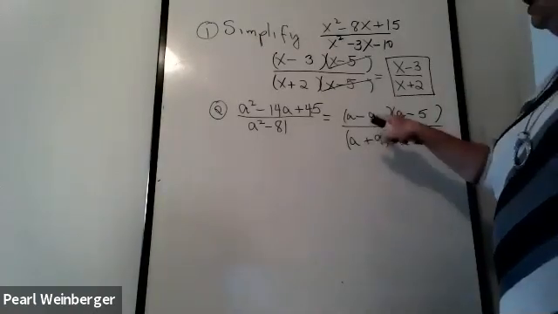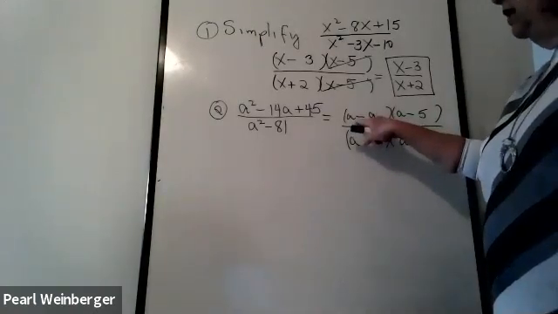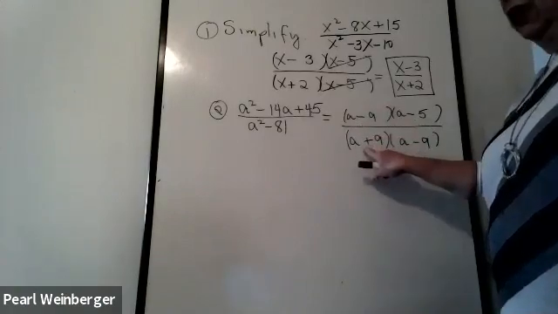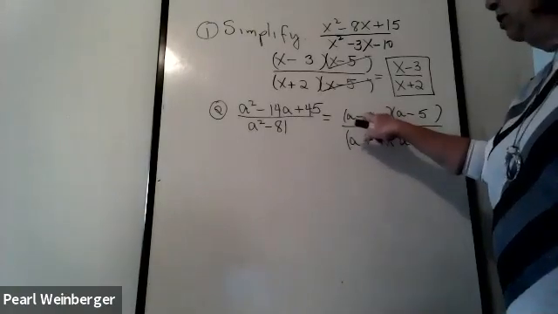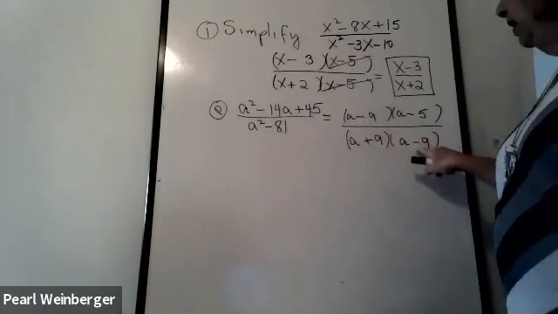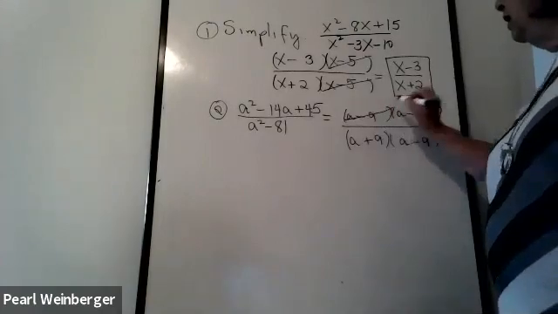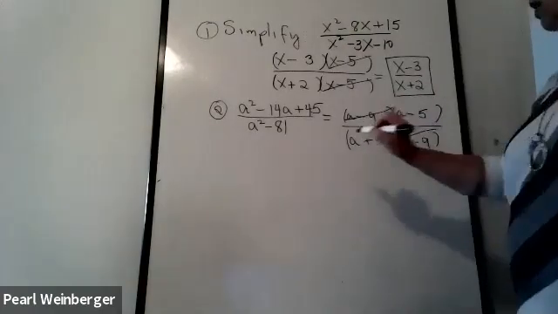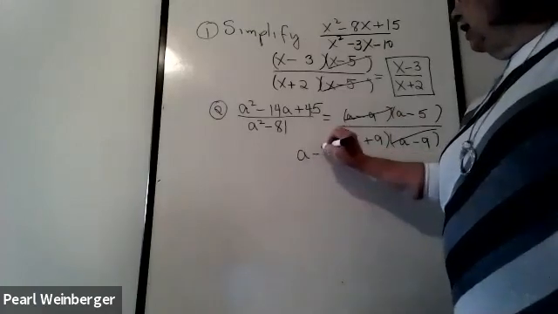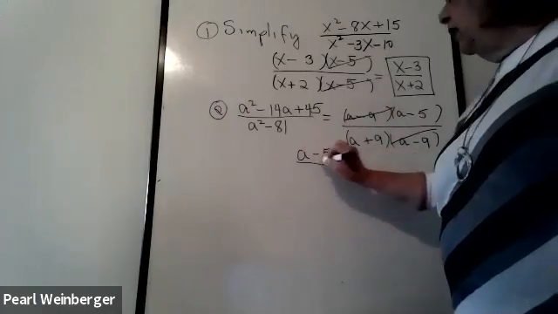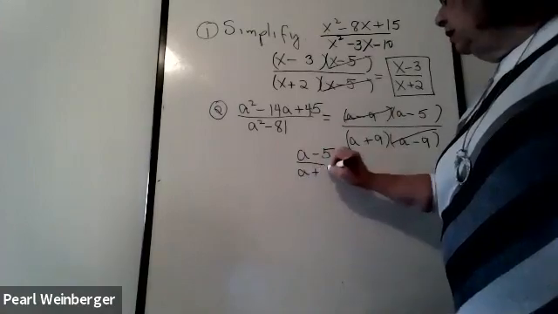And then we see an a minus 9 on the top. Don't cancel it with a plus 9. If this is a minus 9, it has to have an a minus 9. We cancel it out, and my final answer becomes a minus 5 over a plus 9.